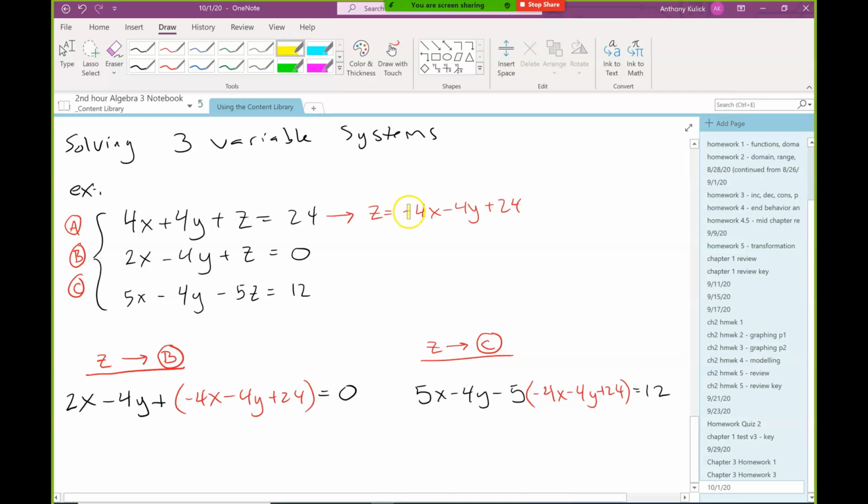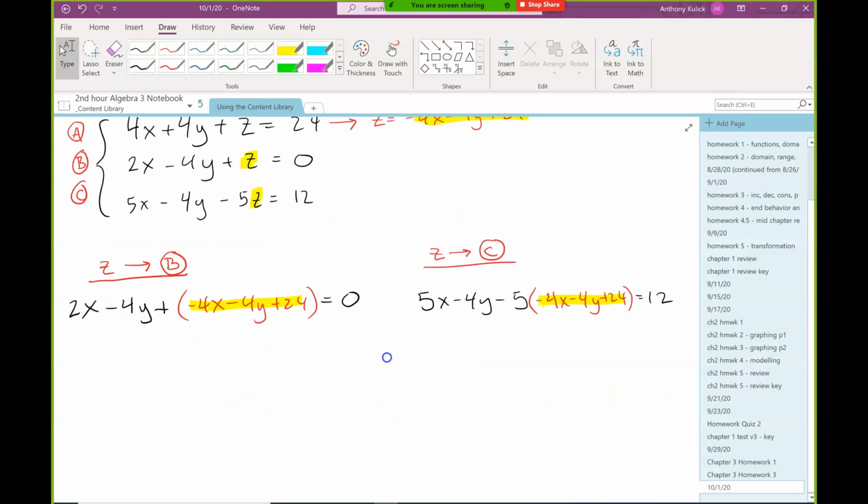So what I did is I took this value for z and plugged it into these equations B and C. Is everybody okay with what I've done?